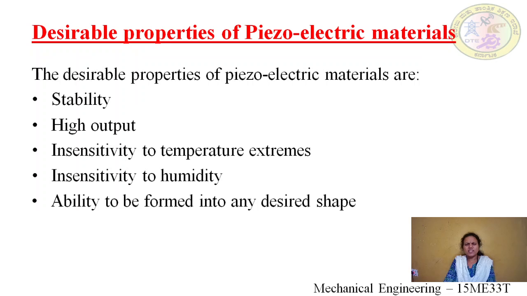One of the best desirable properties of the piezoelectric material is the ability to be formed into any desired shape. We can form these materials into whatever shape we want. These were some of the properties we saw: the materials are stable, almost maximum stable, they have high output, they are insensitive to temperature, they are insensitive to humidity, and the best property we saw is the ability to be formed into any desired shape.